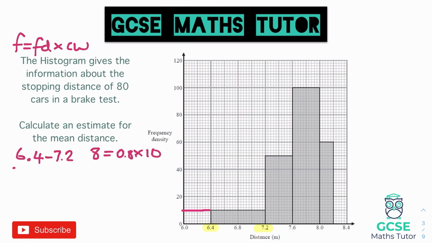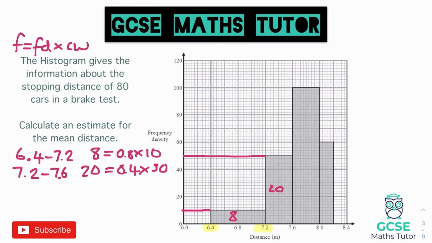On to our next one, we have 7.2, and that goes up to 7.6. So that is a class width there of 0.4. So that's going to be 0.4, and we're going to multiply it by the frequency density, which we can read again just here, and that is 50. So again, just working that out on the calculator, 0.4 times 50 comes out as a frequency of 20. And again, you can label these inside the bars if you want. That is 8, and that one's 20.